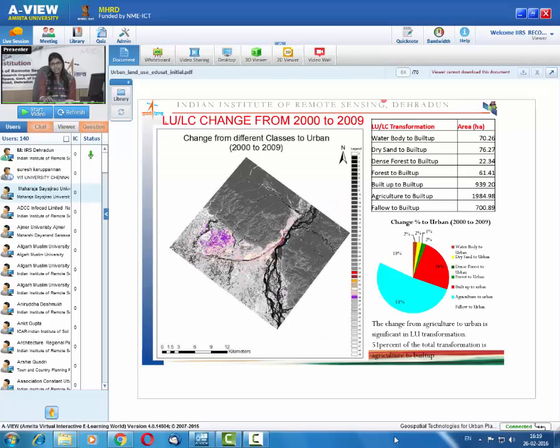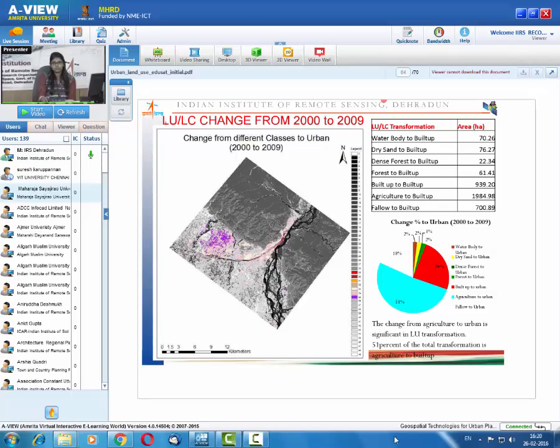At this point, I would also like to mention that Bhuvan is a very important and prominent platform where you have land use, land cover change maps also available. At bhuvan.nrsc.gov.in, you can log in with your username and password, or get registered and then log in, and you can see the various land use maps of different cities.